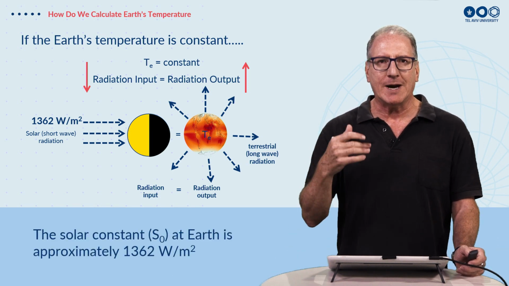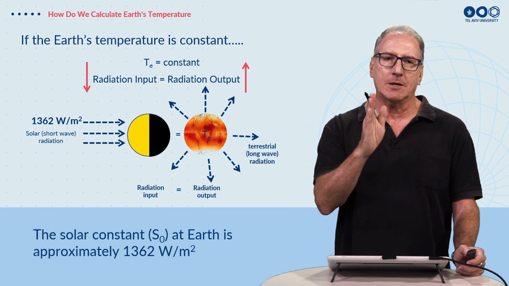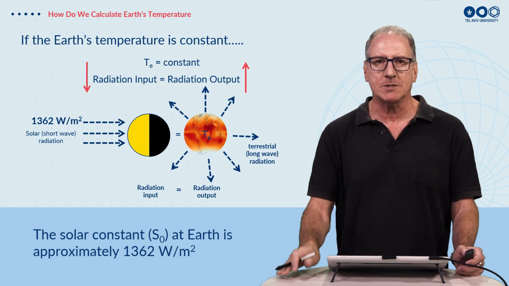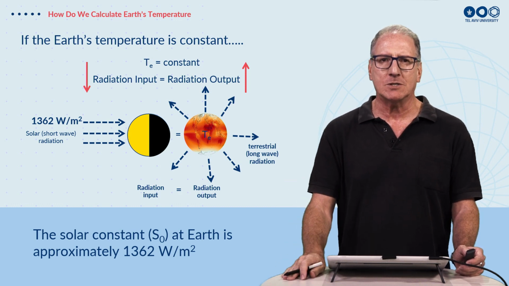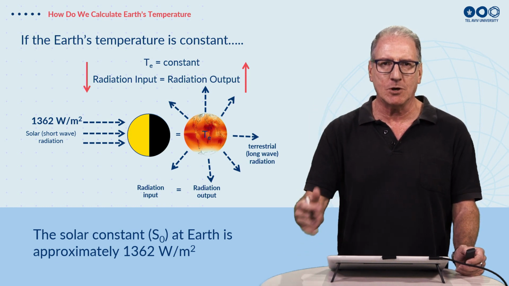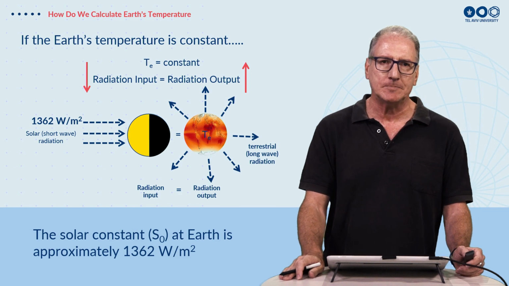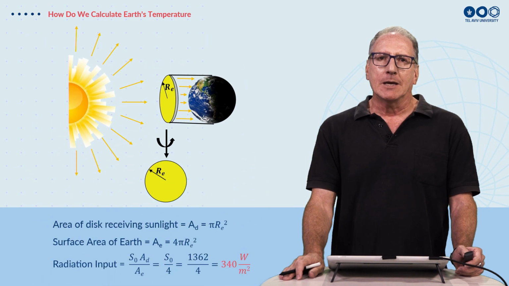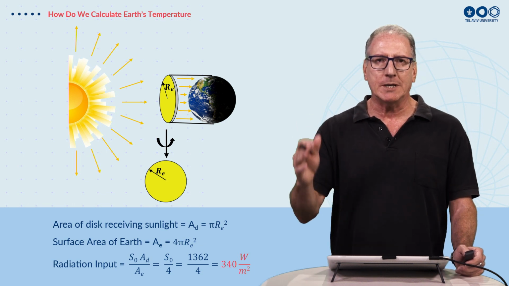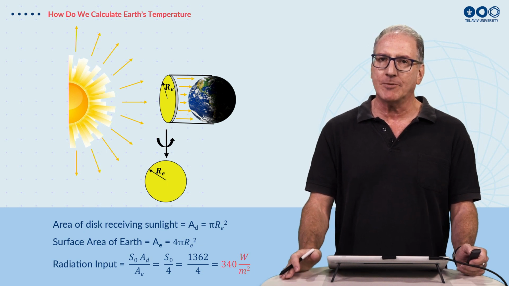Again, we define the amount that we get for every square meter perpendicular to the sun rays outside the atmosphere as the solar constant, 1,362 watts per square meter. That's the average radiation we get throughout the year at the Earth's distance of 150 million kilometers from the sun. But as I just mentioned, the solar radiation is only really illuminating one side of the planet, wherever we have daylight, which is only half the planet.